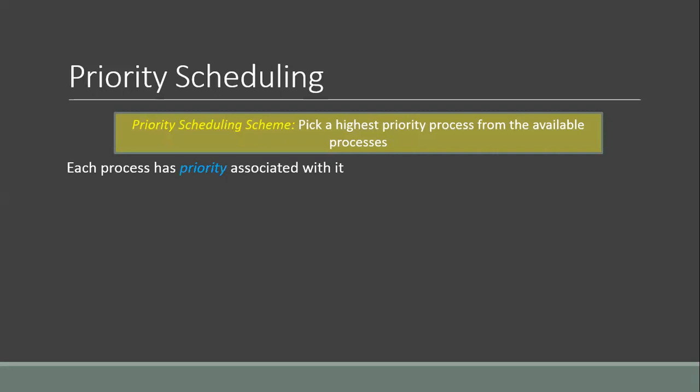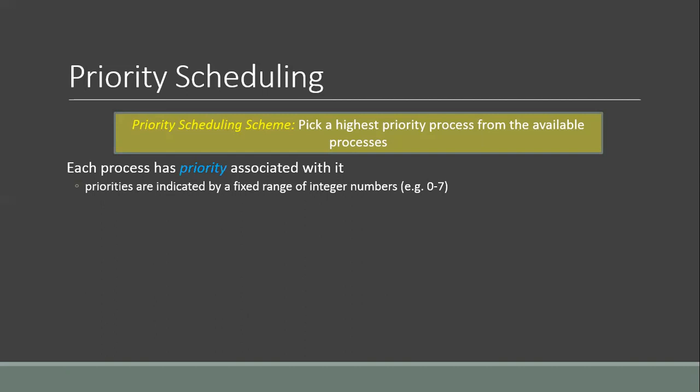Every process has a priority associated with it. This means all the processes in the ready queue have a corresponding priority value. And this priority value is used to select a process from the ready queue.